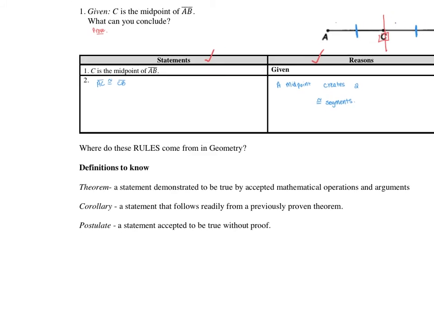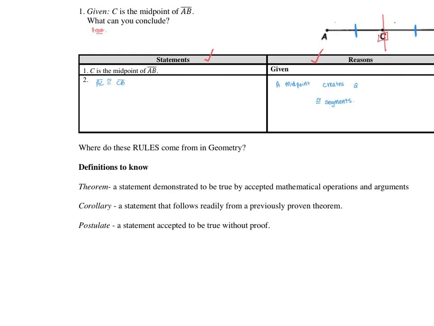Theorems are statements that are demonstrated to be true by accepted mathematical operations and arguments. Corollaries are statements that follow readily from a previously proven theorem. And postulates are statements to be accepted to be true without proof. For instance, addition and subtraction are postulates because we just accept them to be true. We accept 3 plus 3 to be 6. We accept 4 plus 12 to be 16 and so forth. And those are where our rules are coming from.